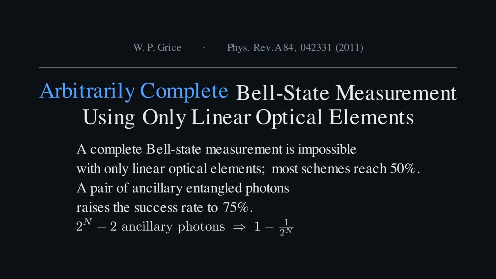Now, the protocol that's presented in this paper is going to use ancillary entangled photons to create what's called this arbitrarily complete Bell state measurement. That means that, as you can see by the reported success rate, we can get arbitrarily close to perfect Bell state discrimination with more ancillary photons.